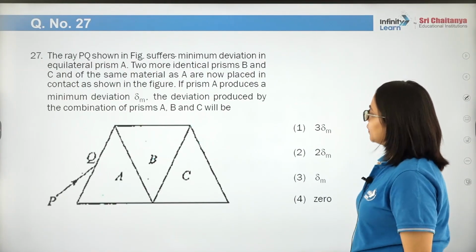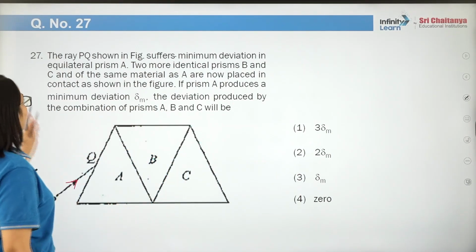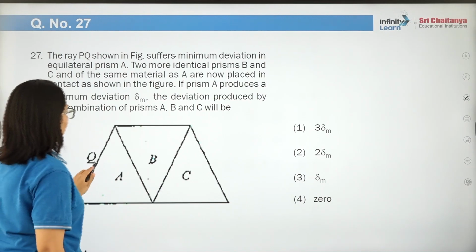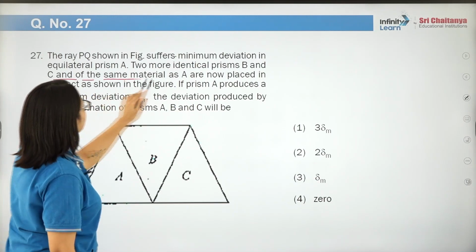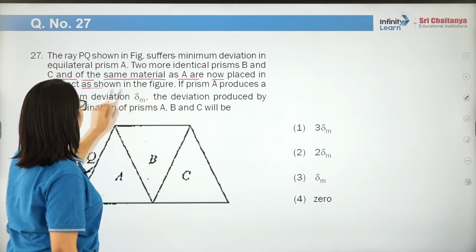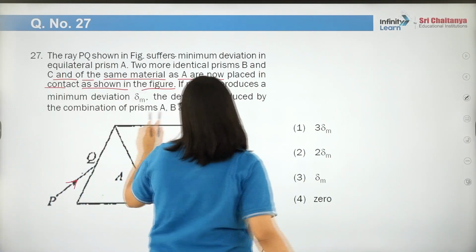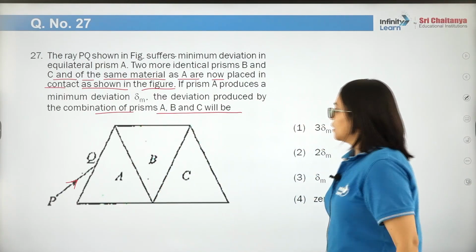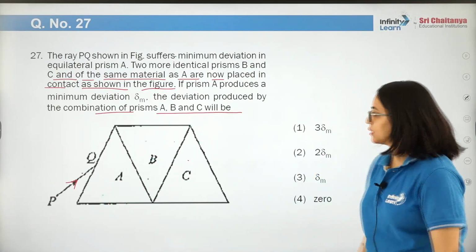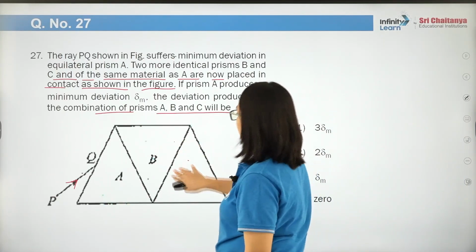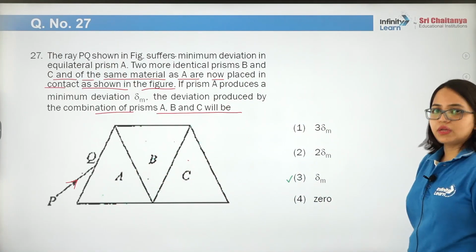Question number 27. We have a ray PQ as shown in the figure. Okay. Suffers minimum deviation in equilateral prism A. Okay. Two more identical prisms B and C of the same material as A are now placed in contact as shown in the figure. If prism A produces minimum deviation delta m, the deviation produced by the combination of prism ABC will be. So these are of the same material, right, and identical prism, right. So in this case there will be no deviation. So final deviation produced by C will be same as that of the A. Okay. So correct answer will be option 3.